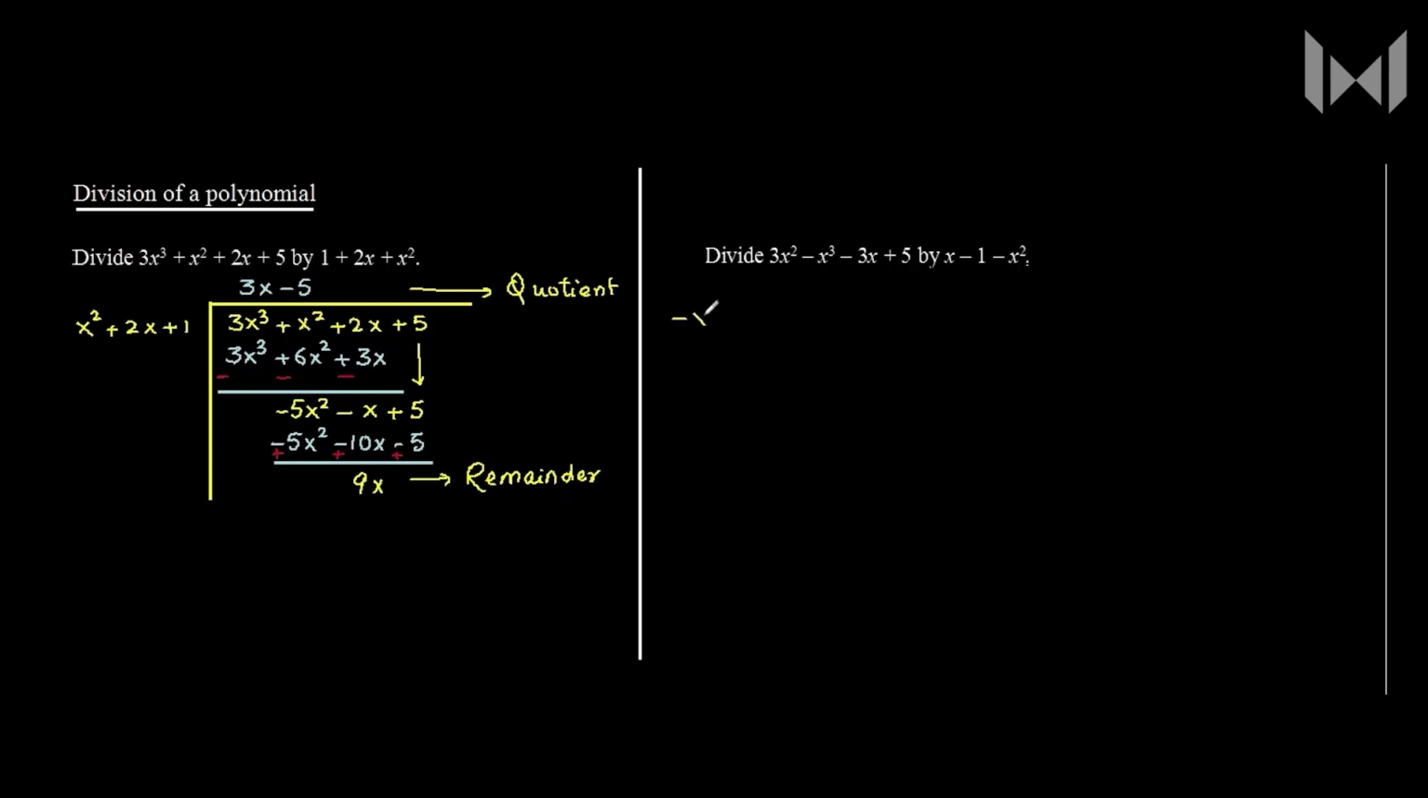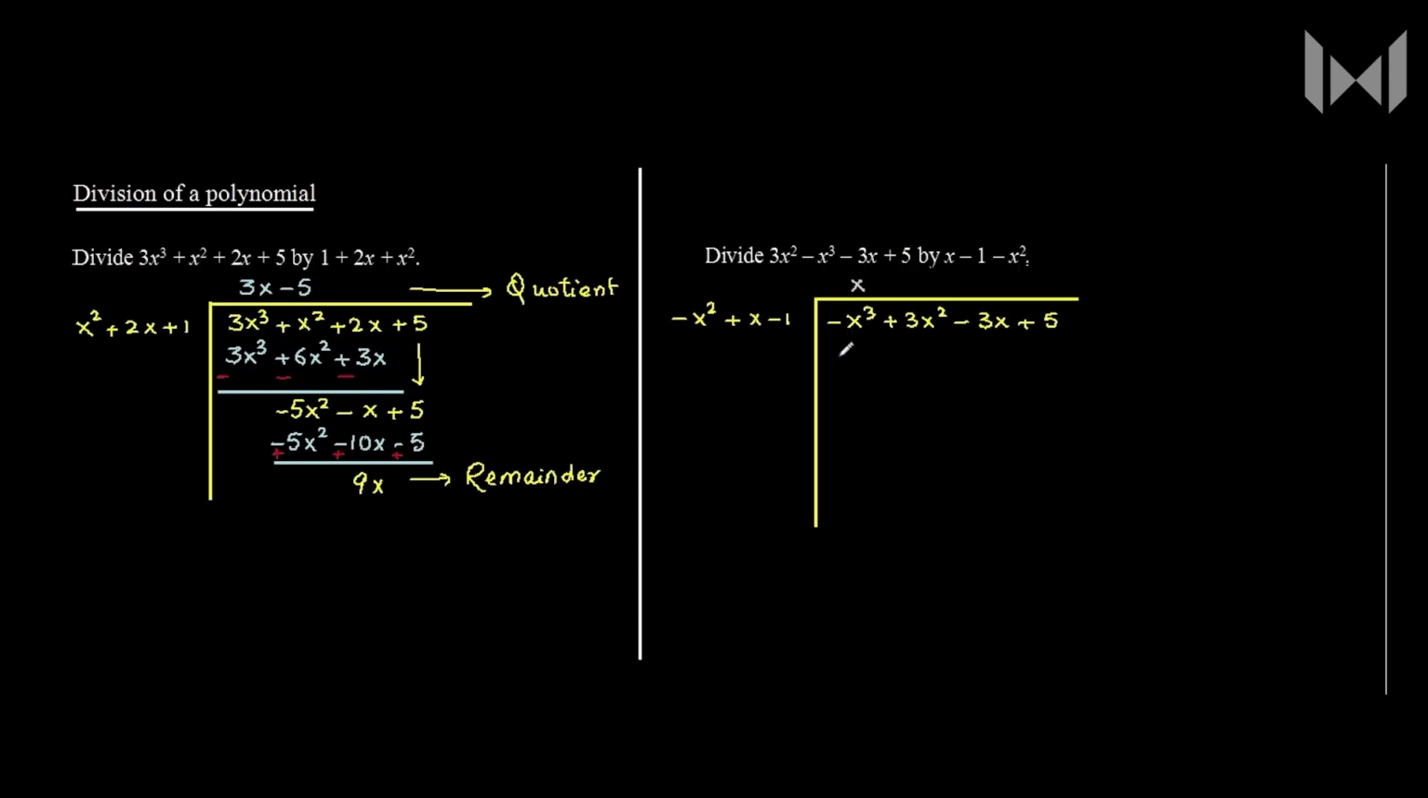So we need to rearrange minus x square plus x minus 1, and then we write the dividend. Here minus x cube is the highest power written in between, so we write minus x cube first, then 3x square, then minus 3x, and then plus 5. Now we repeat the same process. We divide the first term by the first term. Minus x cube over x square is x. So we write x on the top.